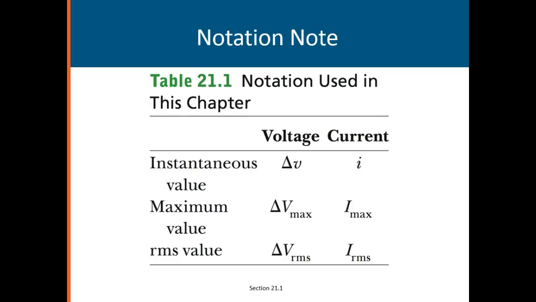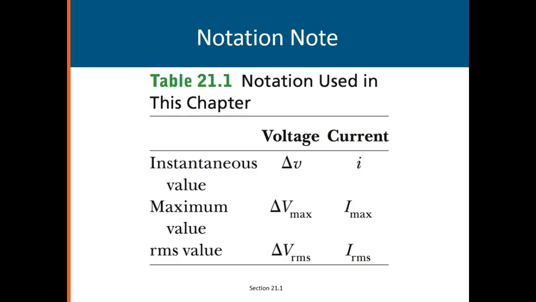So here's the notation used in this chapter, okay? And this, I guess, is the reason they do it. Your instantaneous voltage is delta little v. So little v means instantaneous. The instantaneous current is little i, okay? The maximum value is delta V max, right? And the maximum current is, and that's a capital V, by the way, too, and this is capital I max.